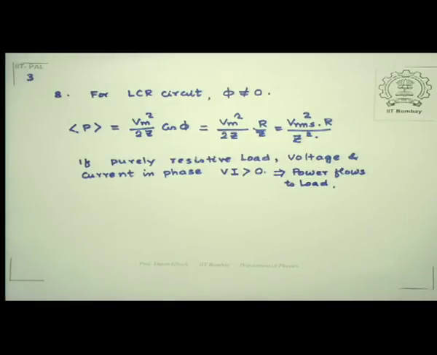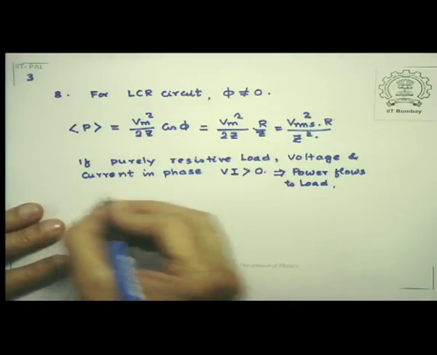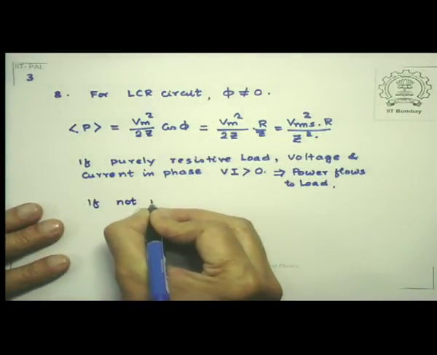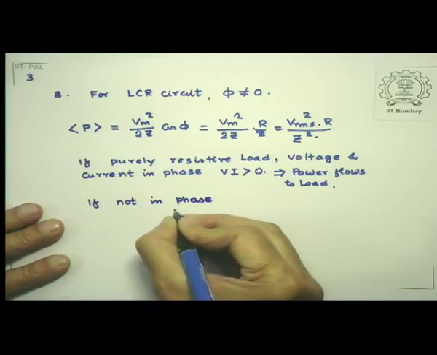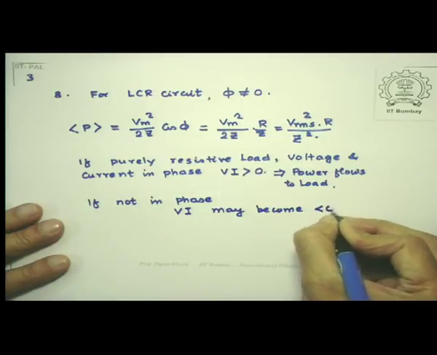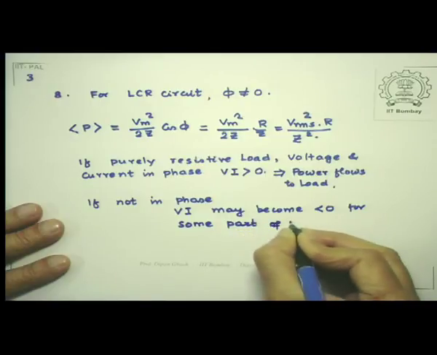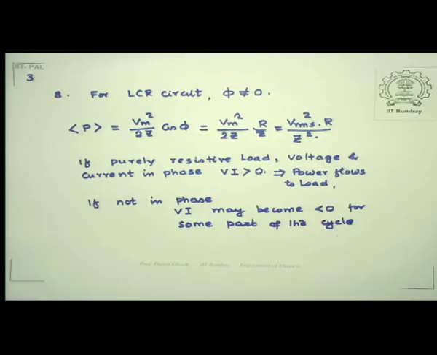Now notice that since both voltage and current vary sinusoidally, if they are not exactly in phase, then in some part of the AC cycle, V times I will become less than 0. If not in phase, V times I may become negative for some part of the cycle. What does it imply? Instead of the circuit drawing power from the source, the power flows back from the circuit to the source.